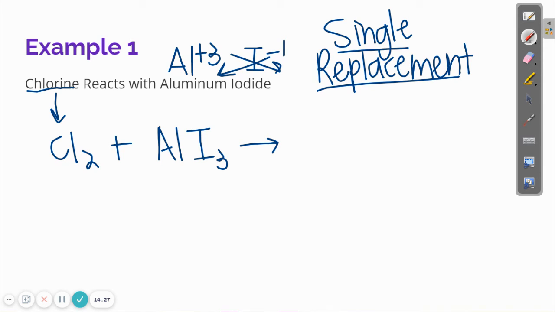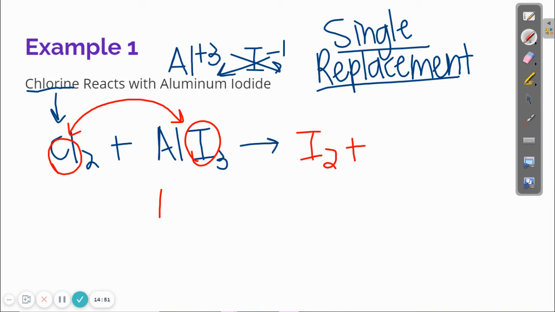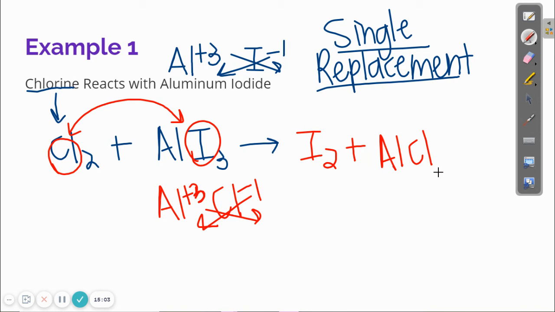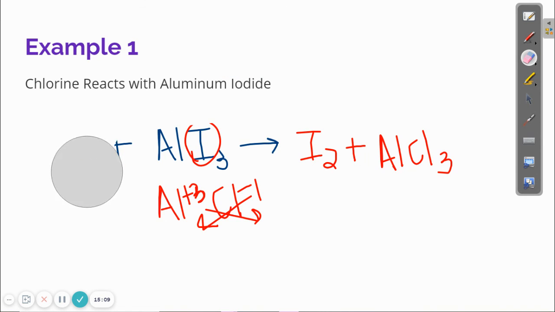So I have an element and a compound. I'm going to end up with an element and a compound. So in this case, my anions are going to switch places. So these two are going to switch places. Lucky for us, iodine is also a diatomic. So iodine is going to come out by itself, and because it's a diatomic, it becomes I2. Plus, now I have an aluminum with a plus 3, and I have a chlorine with a minus 1. So that's going to become AlCl3. So that's the products for that. All right, let's do the next one now.